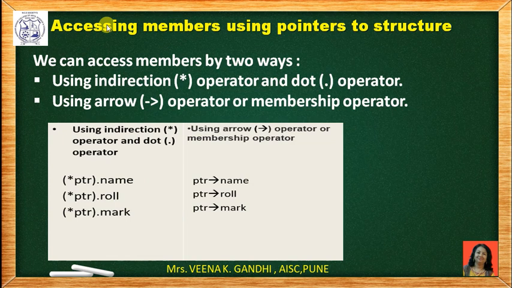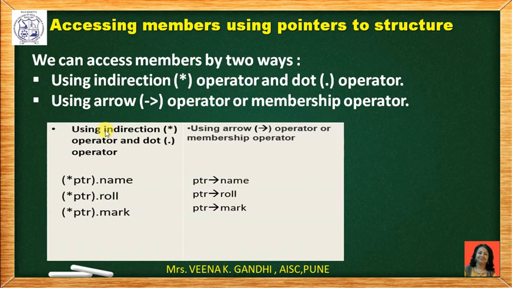Now, how to access the members using pointer to structure? There are two ways. We can use the indirection operator and dot operator, or we can use the arrow operator, also known as the membership operator. First, using the indirection operator and dot operator: in round brackets, indirection operator ptr dot name means here first the address is dereferenced and then the member is selected, but dot has higher priority than the indirection operator. So indirection operator ptr dot roll in round brackets, again indirection operator ptr dot marks.